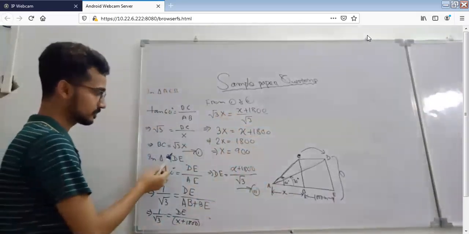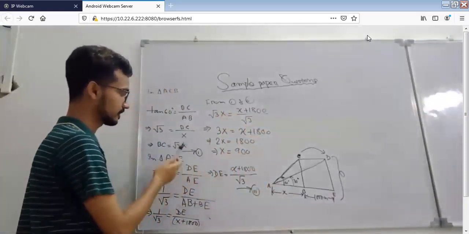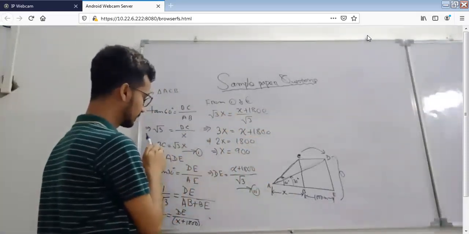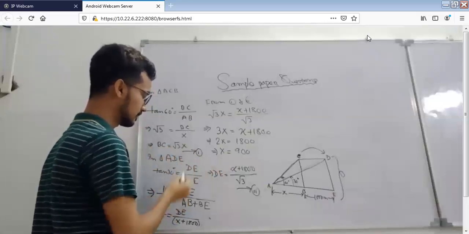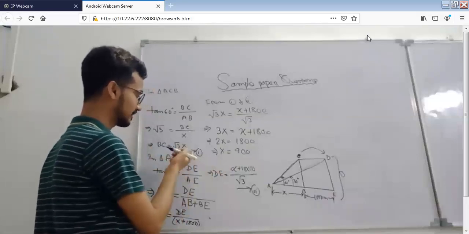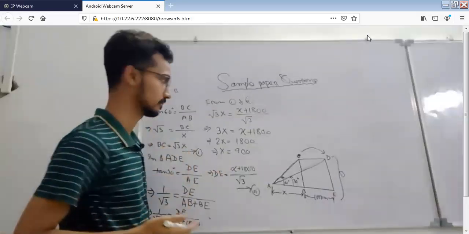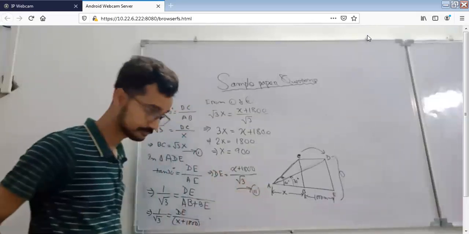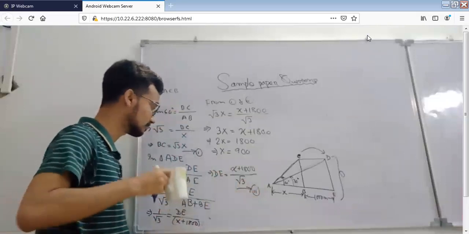Now see, if you put the value of x in any equation, you can find the value of BC or D. You will get the same value for BC or D. Now from equation 1, because if you put the value of x in equation 1, it will be easy for you. That's for simplification purpose. Now let me put the value.